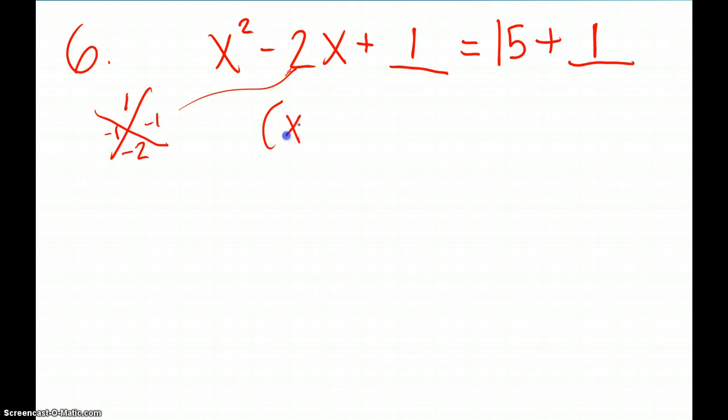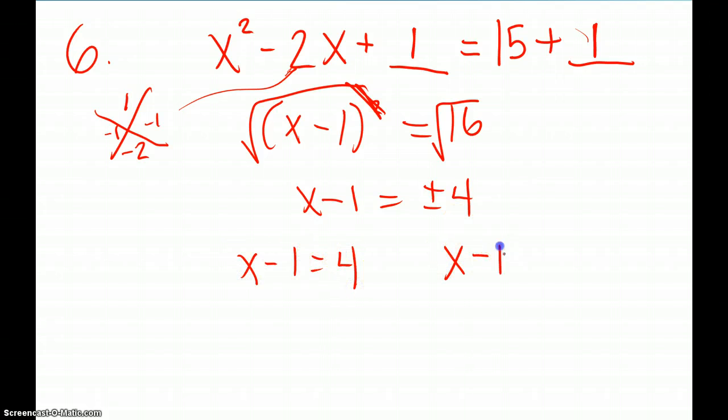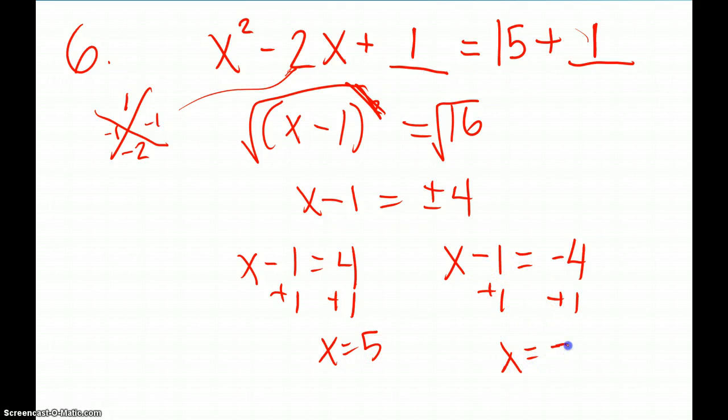So this becomes x minus 1 squared. Just do whatever it says. 15 plus 1 is 16. If I want to undo the square, I square root. This cancels out and I just get an x minus 1. This gives me a plus or minus 4. x minus 1 equals 4. x minus 1 equals negative 4. Add that, x equals 5. Add this, x equals negative 3. Okay.